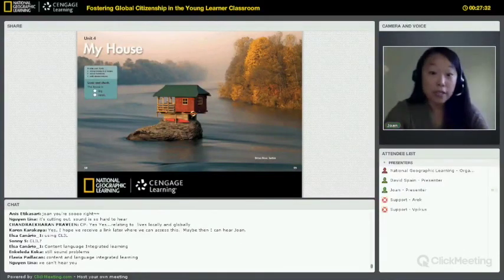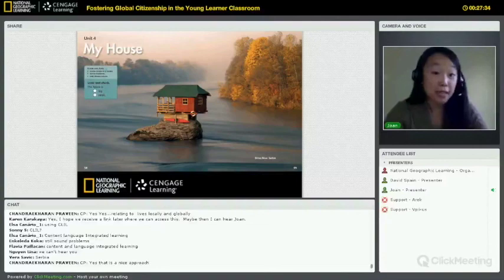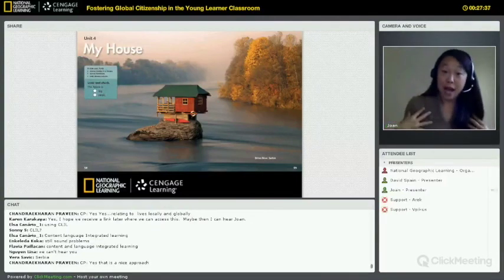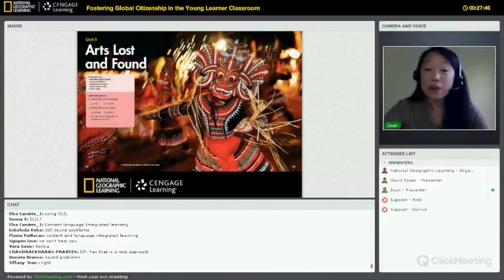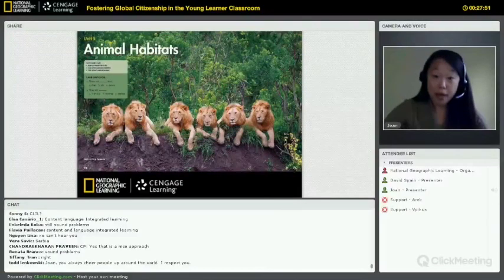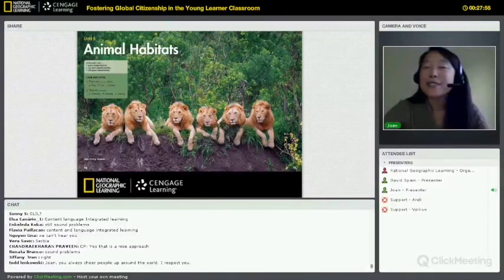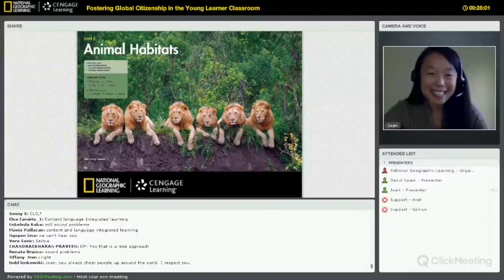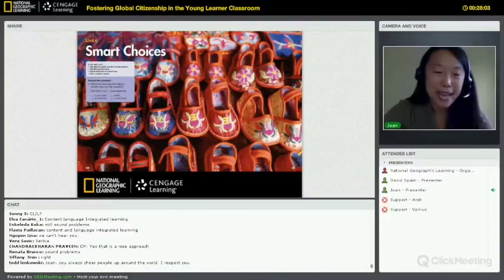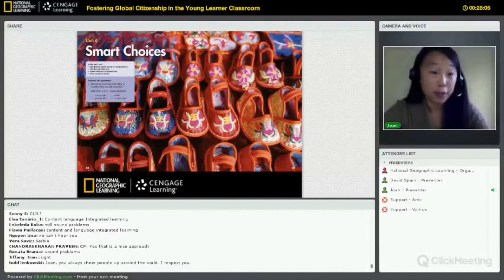Now, you can create all kinds of thematic units, the environment. Of course, you're going to teach them about things that affect their daily lives, their house. So in this case, it's my house. But then you're also showing them houses around the world. In this case, this is a house that comes from Serbia, in case you don't recognize it. Things like arts and culture, a great way to teach them about the world. Of course, teaching about animals and the environment. So animal habitats, a great topic for young learners.